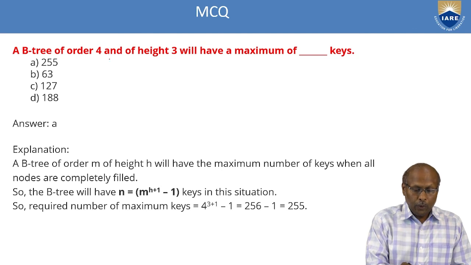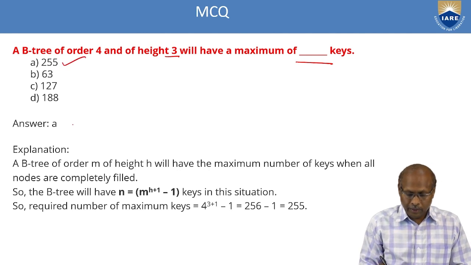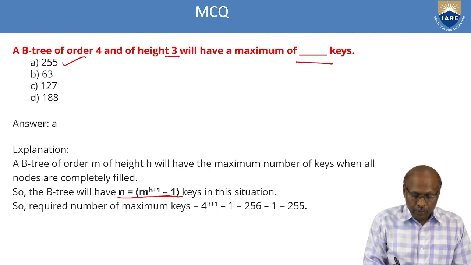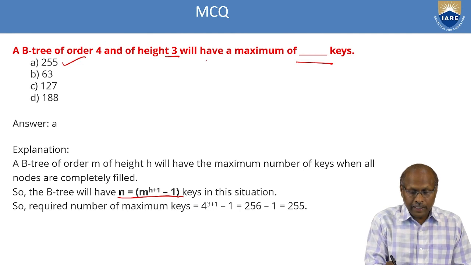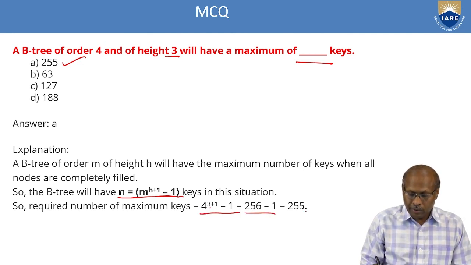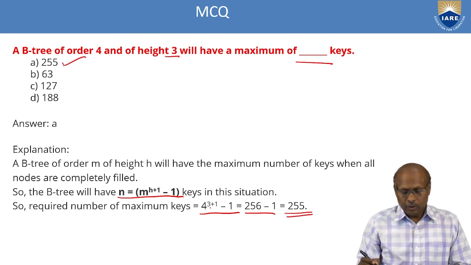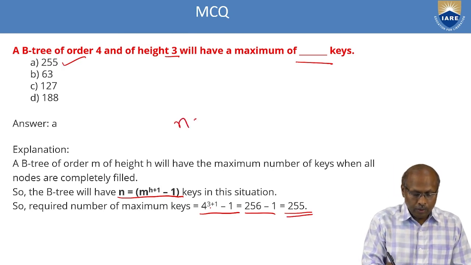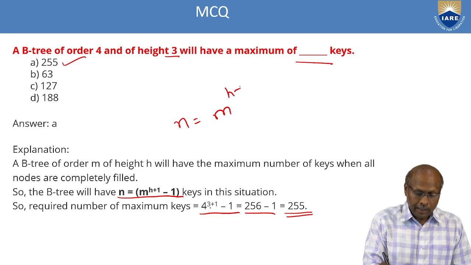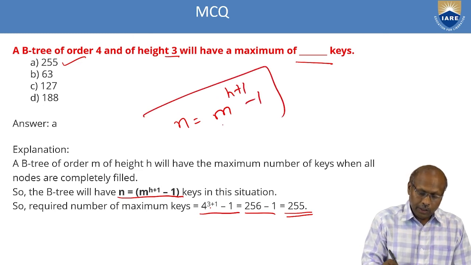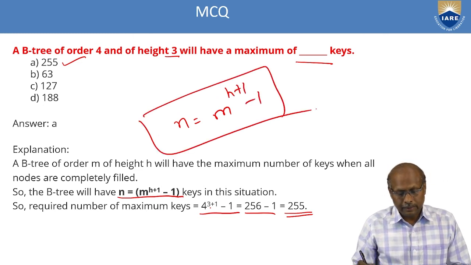A B tree of order 4 and height 3 will be having dash keys. The answer is 255 keys. For that the formula is n equal to m to the power h plus 1, minus 1. So here, given 4 to the power 4, 256 minus 1. The answer is 255. So remember this formula: n equal to m to the power h plus 1, minus 1. Using this formula you can find the number of keys.